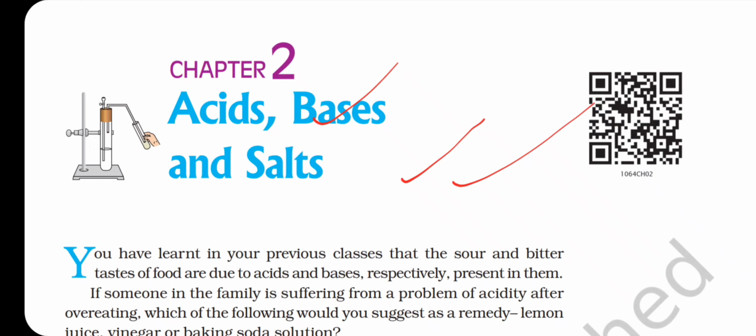So let's start. You learned in your previous classes that the sour and bitter taste of food is due to the presence of acids and bases respectively. So if any substance is sour in taste, it is because of the presence of acid, and if it tastes bitter, that means base is present in that substance.